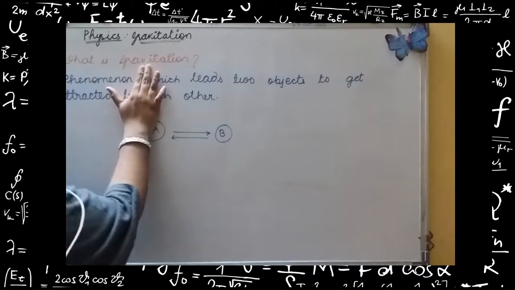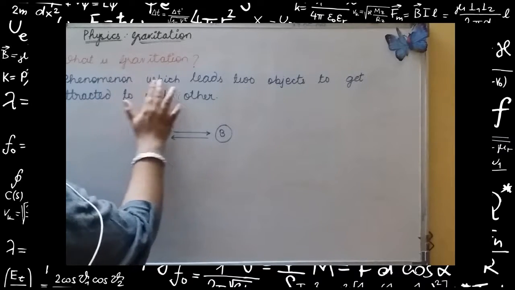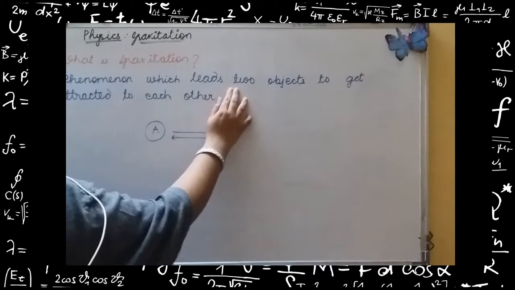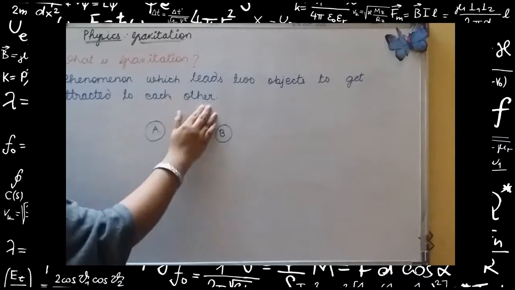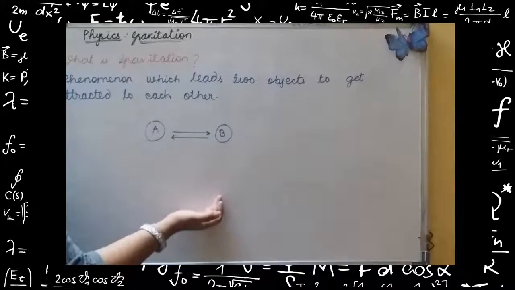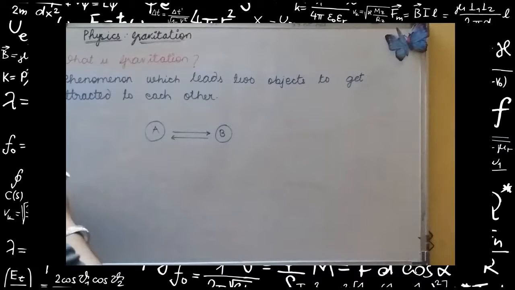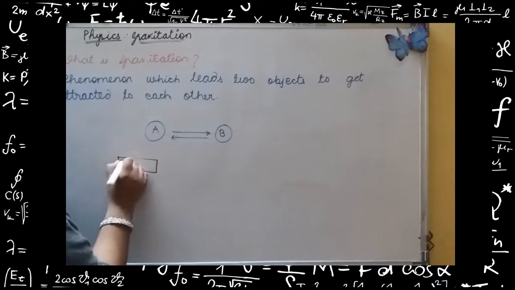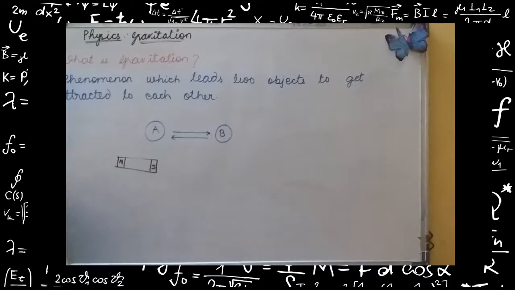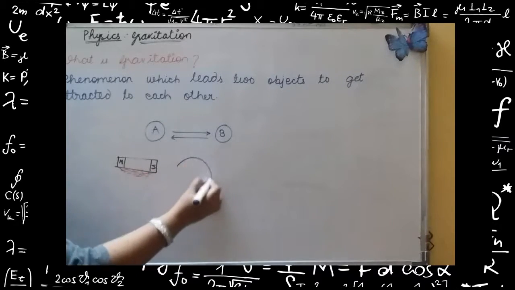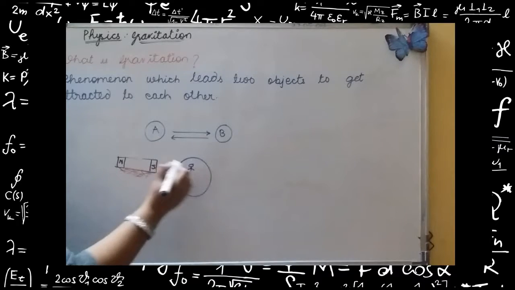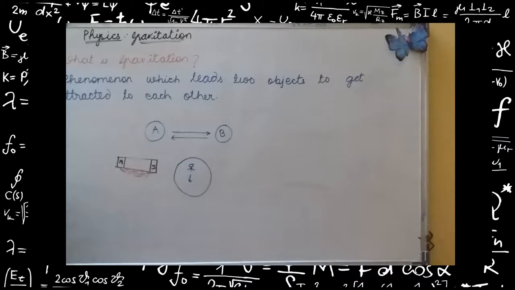Now, what is gravitation? Gravitation is a phenomenon which leads two objects to get attracted to each other. So there can be any object which attracts each other. We can take the example of a bar magnet also, which attracts iron filings towards it. This is gravitation. Gravitational force between us and earth, this is gravitation. So this is called gravitation.